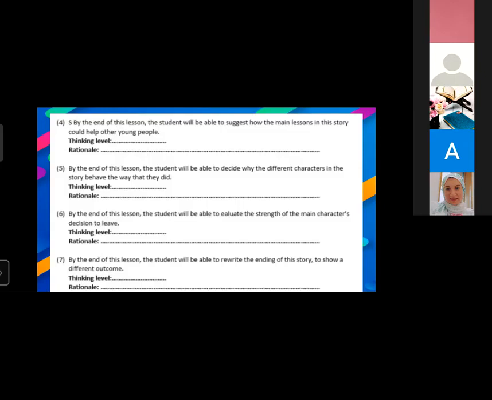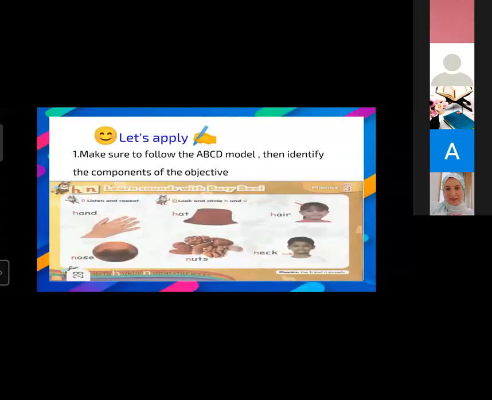If we stopped at the action verb, rewrite the ending of the story, it will be applying. Excellent. It will be applying, but to show a different outcome, it will be, by the way, creating. So it can be applying and creating at the same time according to the action verbs here. So now you are a real professional at writing measurable objectives according to the ABCD model.